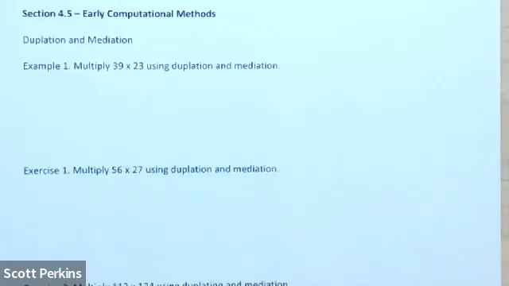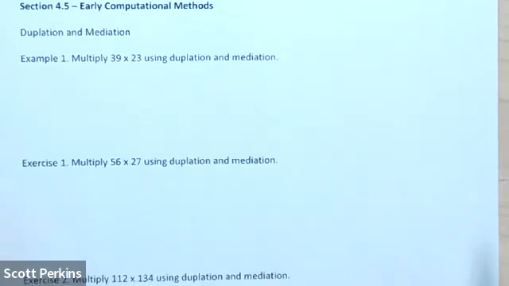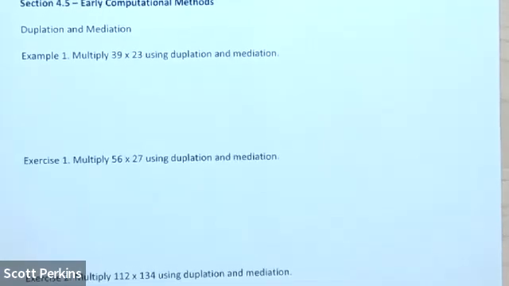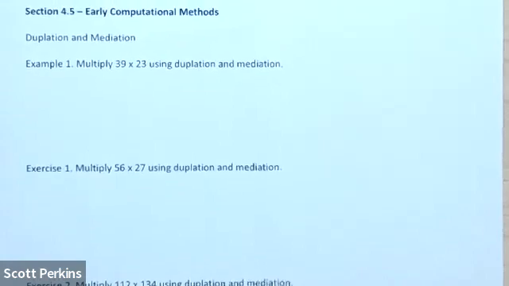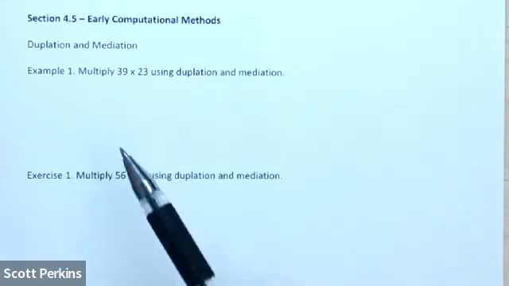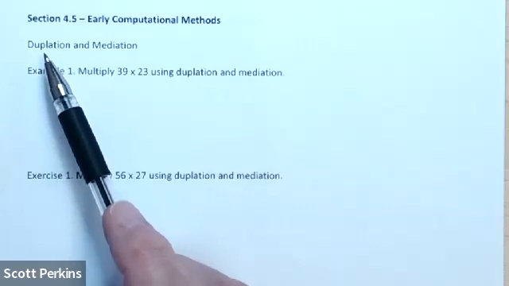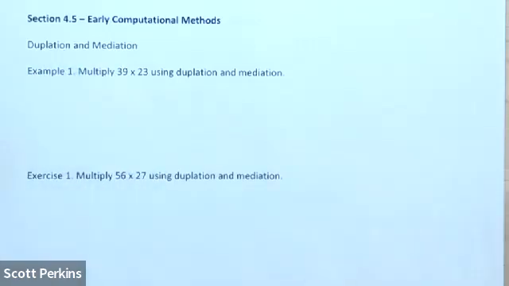Adding is pretty straightforward most times, even in the additive system of numeration or any of them. You just add up all of the symbols, but multiplication becomes a little bit of an issue, and that's why place value notation is so good. So we're going to talk about two different ways to multiply. The first one is a pretty early system for multiplying things together. It's a system called duplication and mediation.